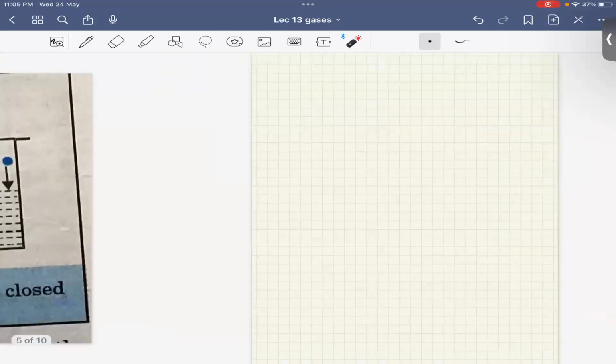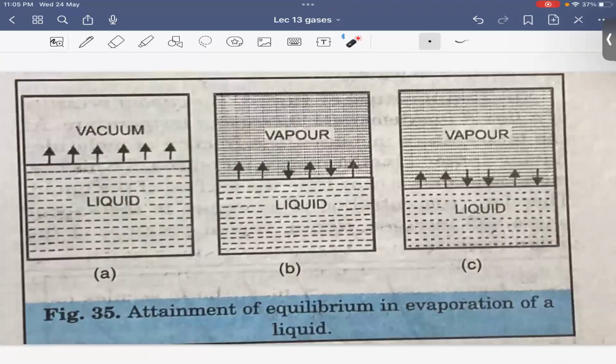So in order to understand this, let us study this picture. Initially the system contains only liquid, and the space above the liquid is completely vacuum. As evaporation starts, the molecules from the surface of the liquid escape in the vapor state, and therefore the level of the liquid falls. The molecules which escape from the surface of the liquid get confined to a limited space above the liquid. These molecules move randomly in all directions and collide with one another and with the walls of the container and with the liquid surface.